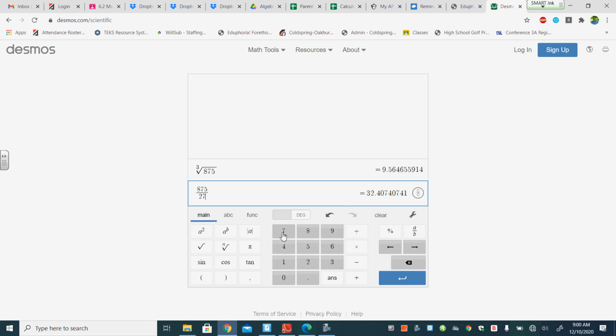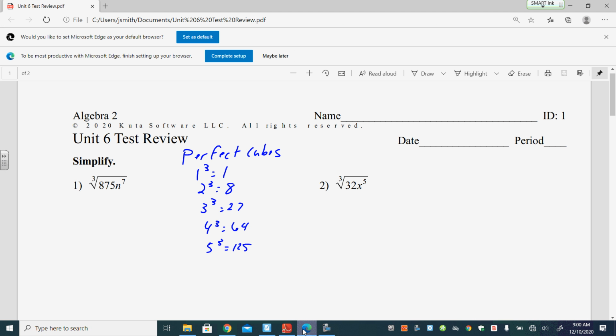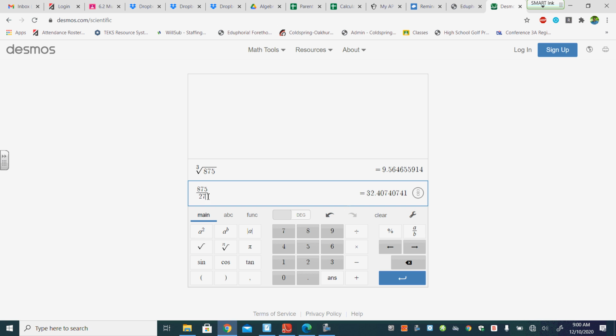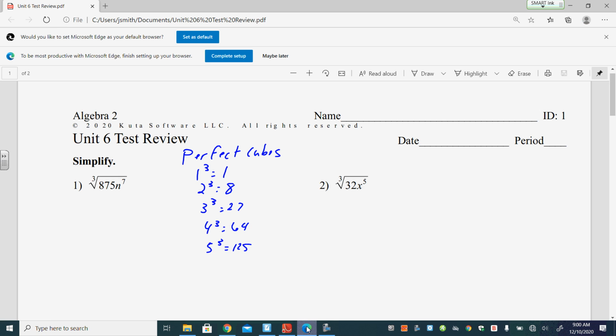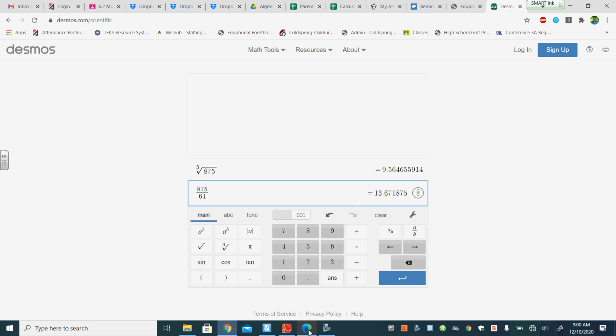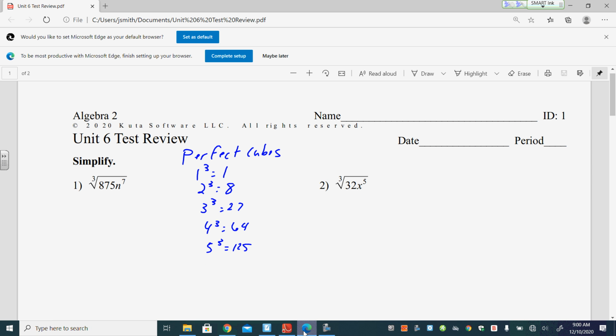Still did not give me a perfect number, so now I'm going to try 64. Still did not get a perfect number. So we come back, now we're going to try 125. And it comes out perfectly with 7. So therefore, 875 will split up into 125 and 7.